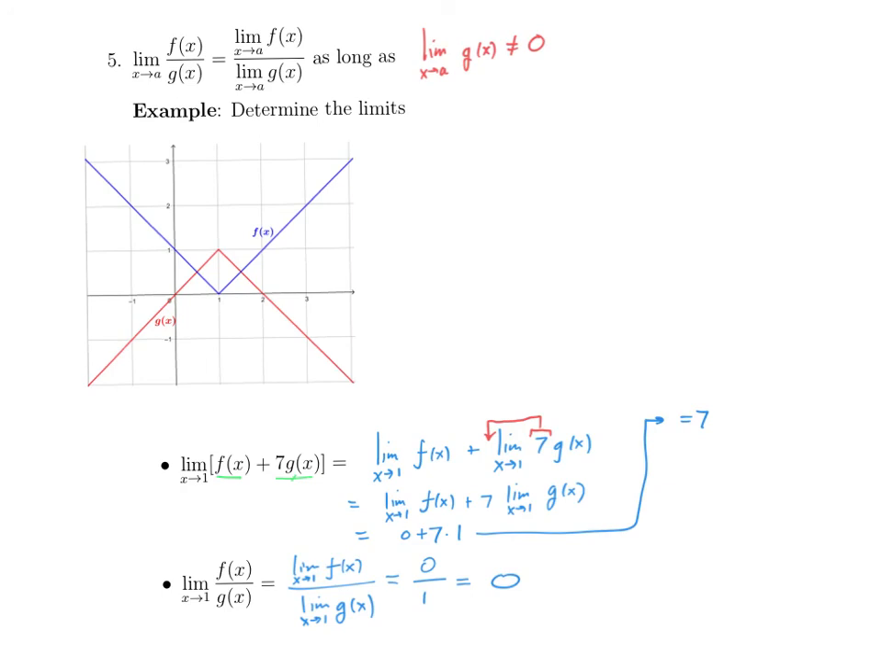And note, as long as you do not end up dividing by 0, you are okay to use this limit law. If it was g of x over f of x, then we would need to go back and find another approach to evaluate the limit. And this finishes the discussion for part 1.